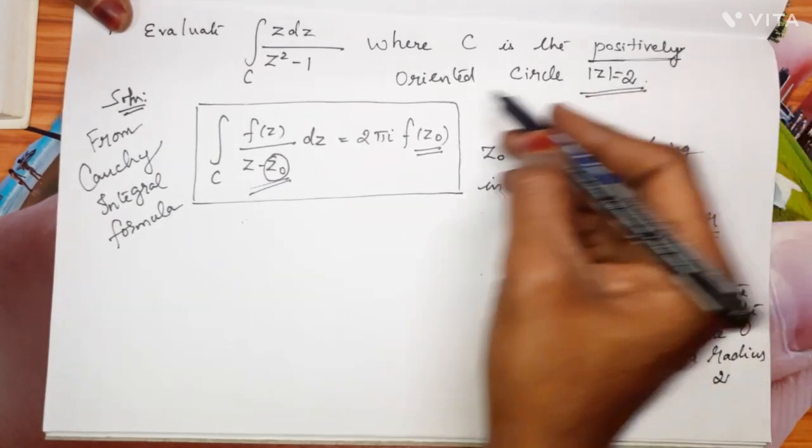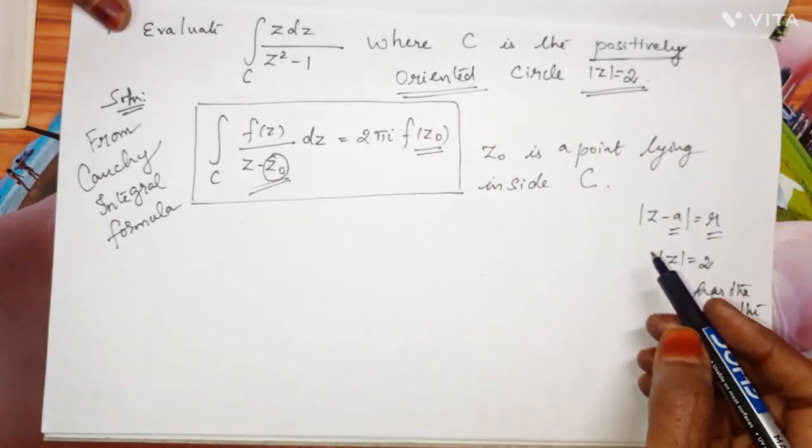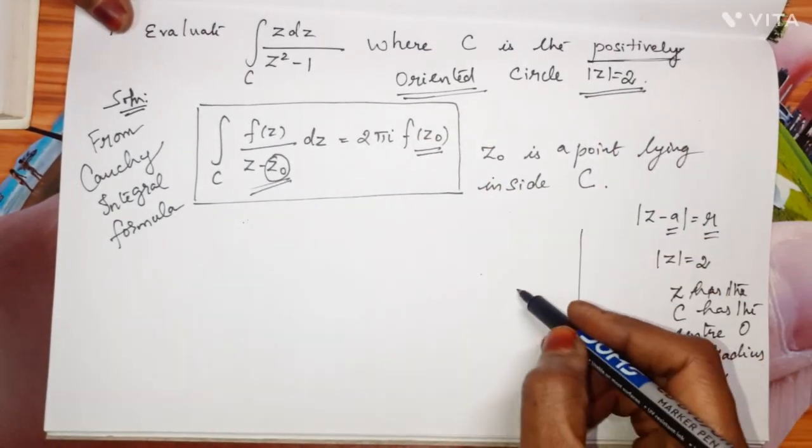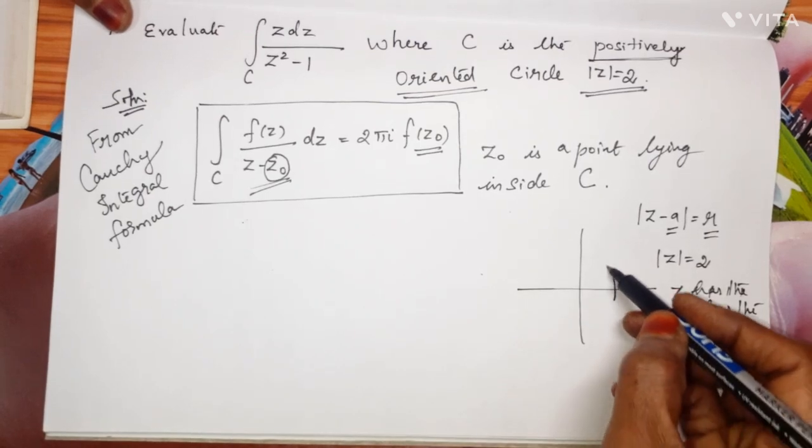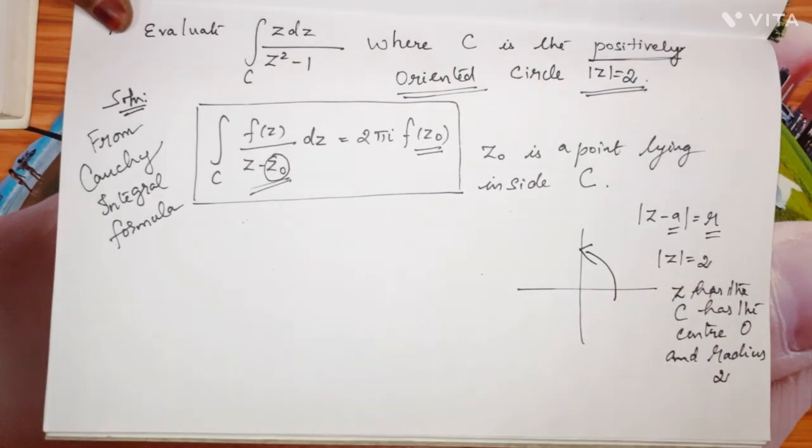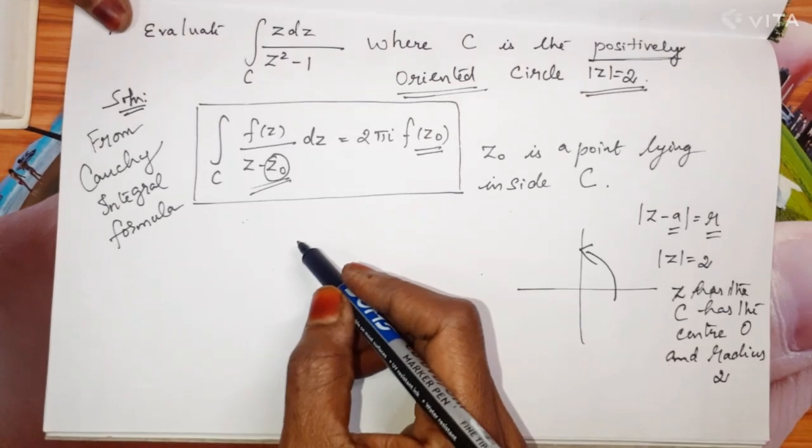They have mentioned the circle is positively oriented. Positively oriented circle means in the anti-clockwise direction we have to trace the circle. That is called positively oriented circle. Now come to the problem.